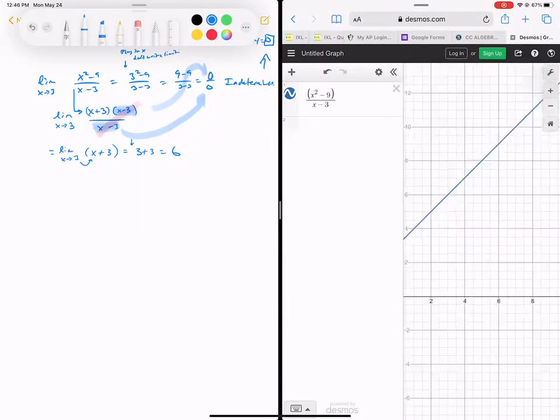Here's positive 3. At 3, it looks like, oh no, it's undefined. Oh no, but look on the left side. At 2.9, it looks like 5.9. That's close to 6. On the right side, 3.01, that looks like 6. We're 6 on both sides, aren't we? So on the left side and the right side, they both say 6.